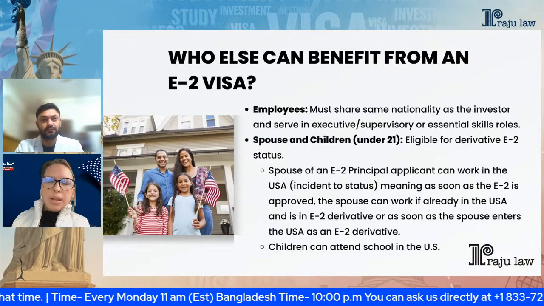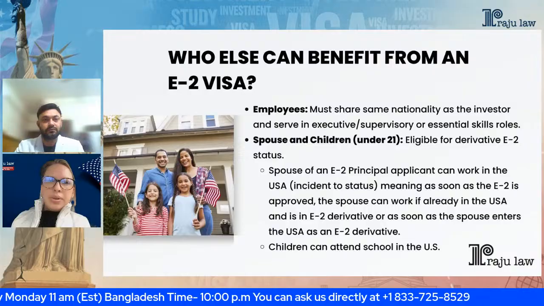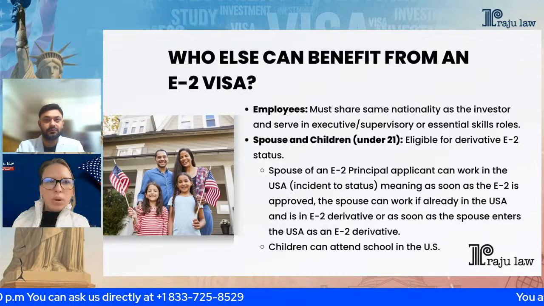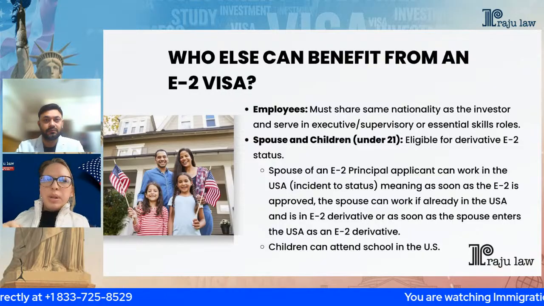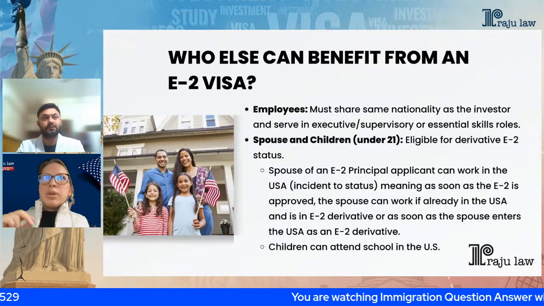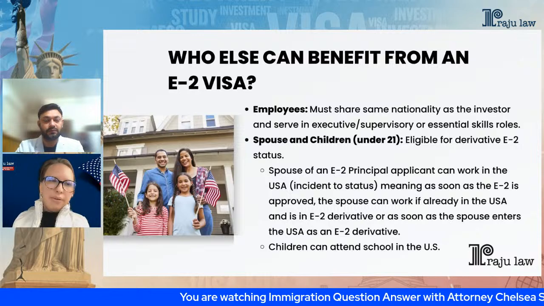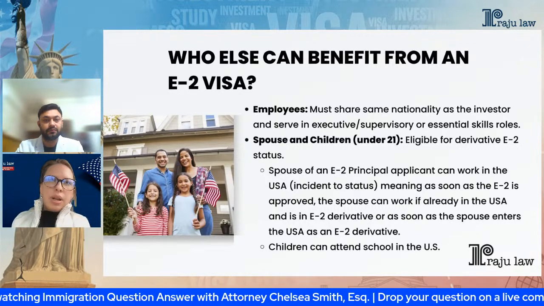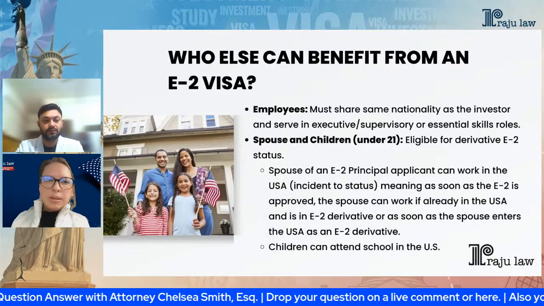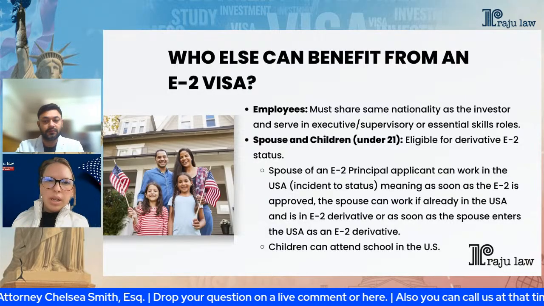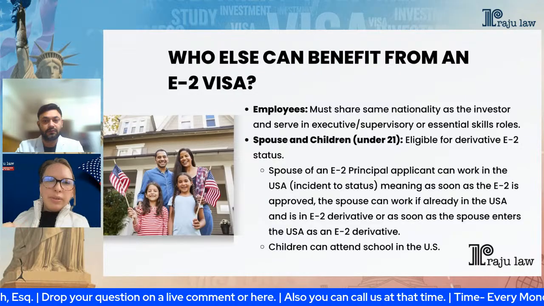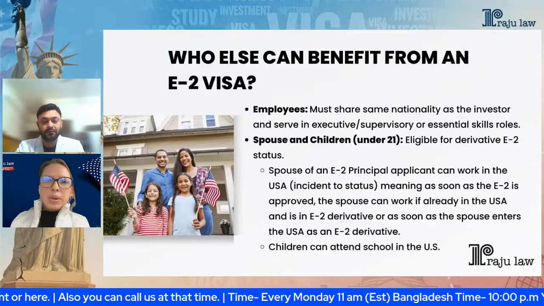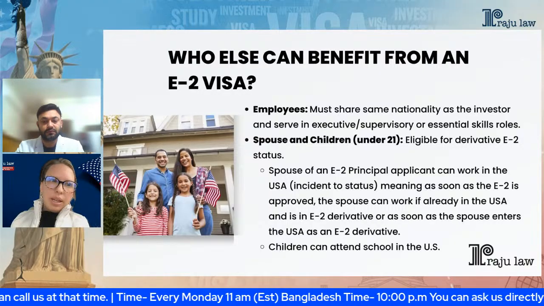And that applies to the employees who serve in an executive or supervisory role, what we call an essential skills role, for that enterprise. So if you want to be the visa holder, but you also want to bring over your CFO or something like that, this could apply for them as well. They could also benefit from your E-2 visa. Now, in terms of family, we do have spouse and children who are under 21 who could be eligible for derivative E-2 visa status. This will allow your spouse to come over, or the spouse of the principal applicant, I must clarify.